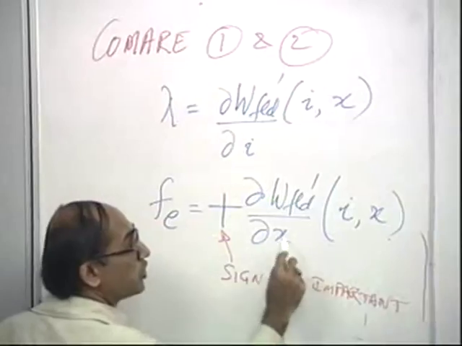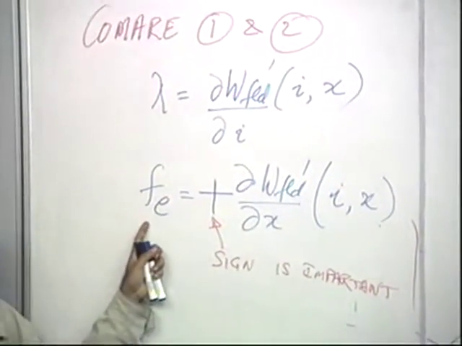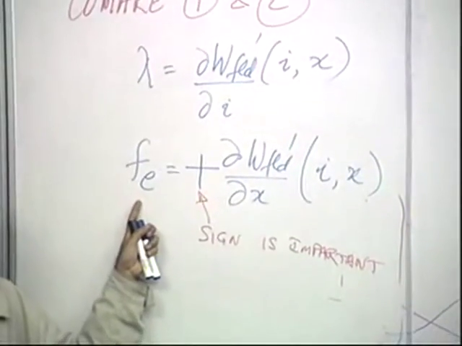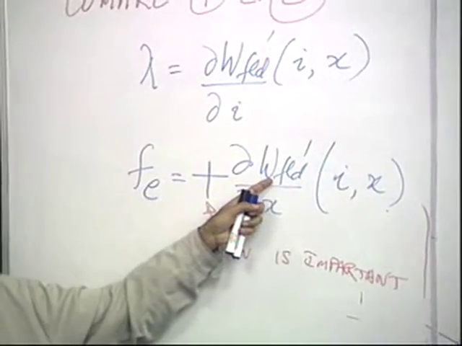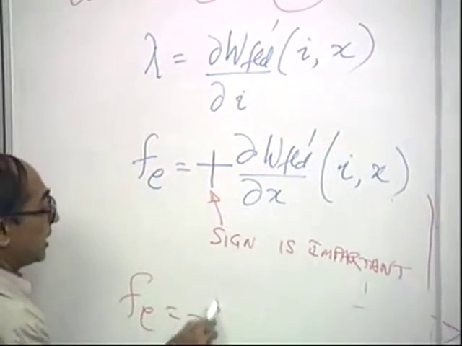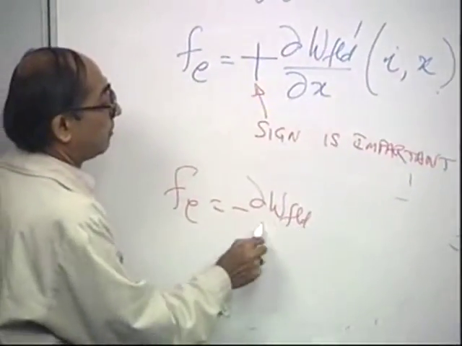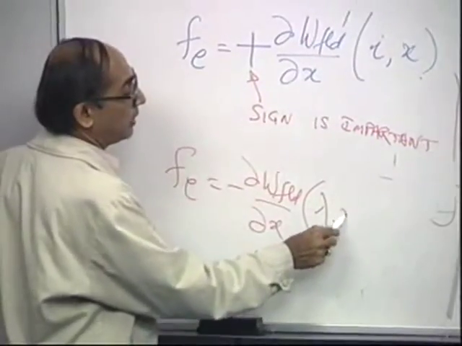So, what does it mention? What does it say physically? This expression, what does it say physically? The force is what? It is the rate of increase of co-energy. See, earlier we said the force is equal to minus delta W field by delta X, where it is in terms of lambda and X.